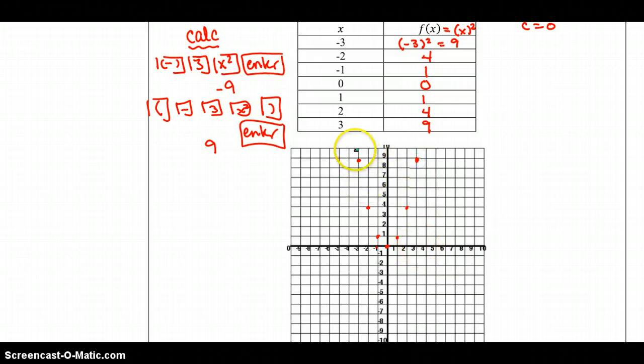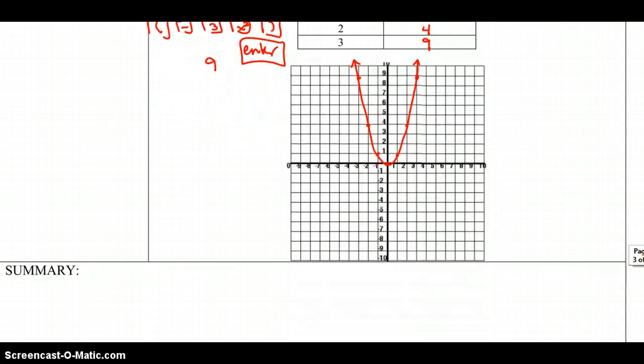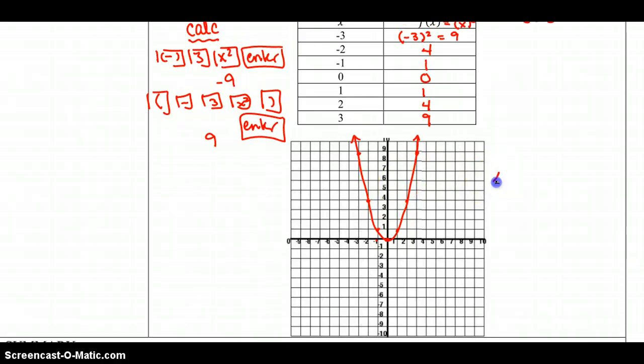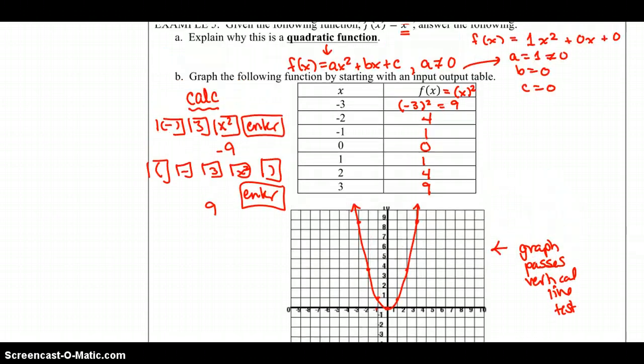So again, we can see we don't get something that's linear, and if we try to connect these dots with a smooth curve, we get something that we're going to give a name to in a second called a parabola. Okay, so we should notice that this graph passes the vertical line test. And up here, each input has exactly one output, which also tells us that it's a function.